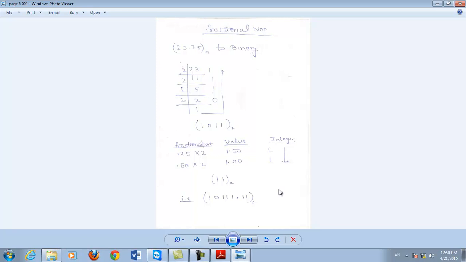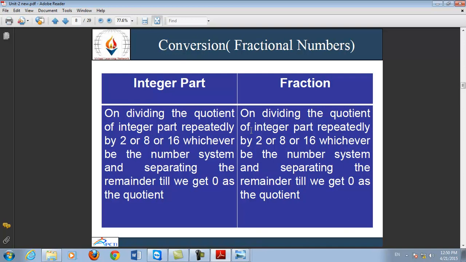The conversion process of the integer part in fractional numbers remains the same as we do in integer conversion. The only difference is in the fractional part conversion. You have to perform the multiplication simply, without putting any power with the base. This is the conversion process of fractional numbers. If you have any doubt in the conversion of fractional numbers, then you can ask.